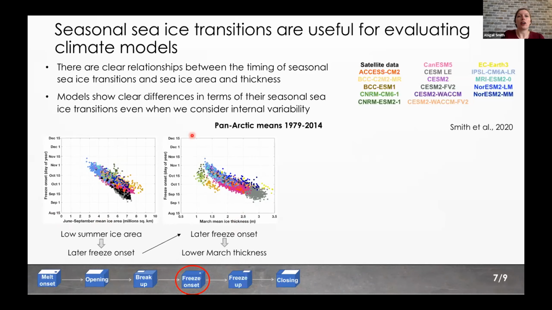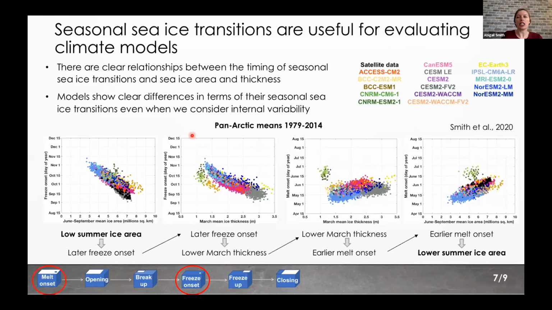And what we see is that there are clear relationships between these dates and the area and thickness, where we have lower summer ice area corresponding to models with later freeze onset dates, and models with later freeze onset dates corresponding to lower March ice thickness. These patterns continue through the spring, but are weaker than the relationships that we see in the fall. I'm showing melt onset date on the left axis now. We see that models with lower March ice thickness tend to have earlier melt onset, and in turn, models with earlier melt onset have lower summer ice area. So we have this year-round connection of seasonality and area and thickness.